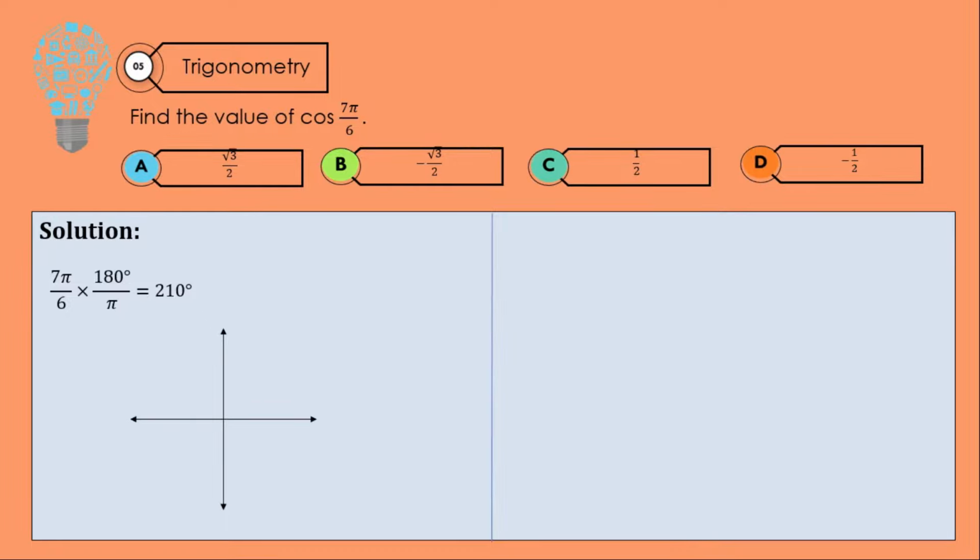The positive x-axis is equivalent to 0 degrees, the positive y-axis is equivalent to 90 degrees, the negative x-axis is equal to 180 degrees, and the negative y-axis is equal to 270 degrees, and one revolution is equal to 360 degrees. 210 degrees is just slightly over 180 degrees, thus it is located in quadrant 3. Now we can create a right triangle.